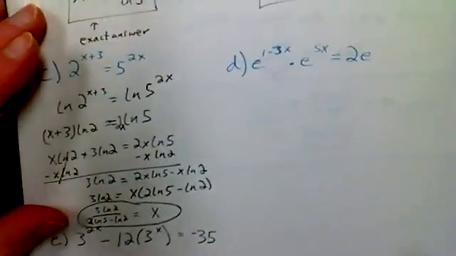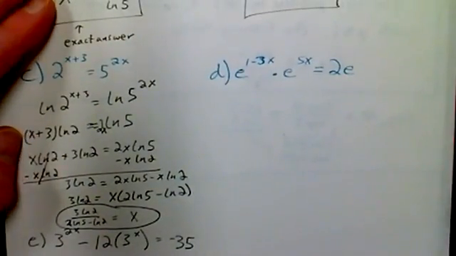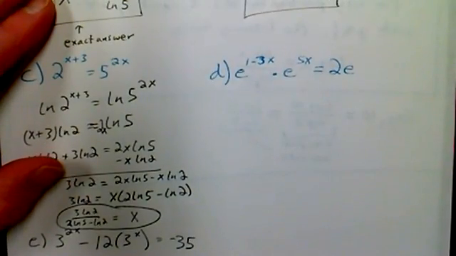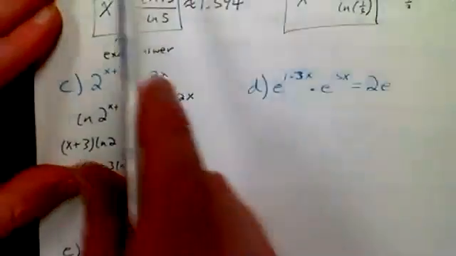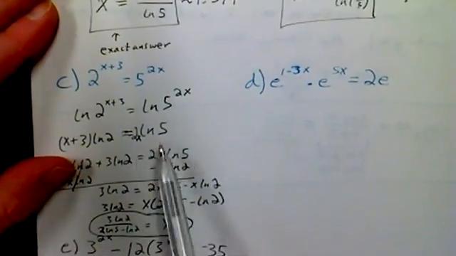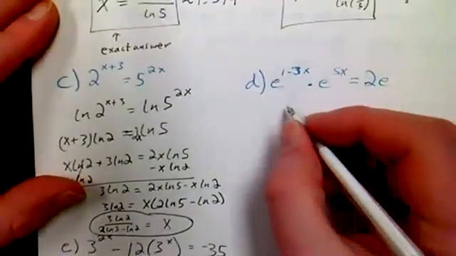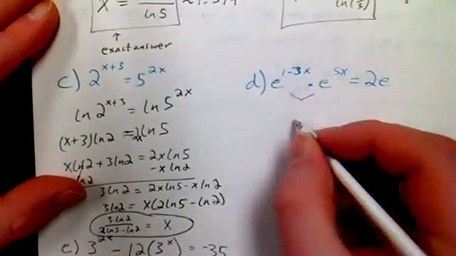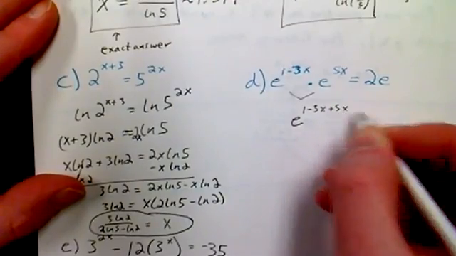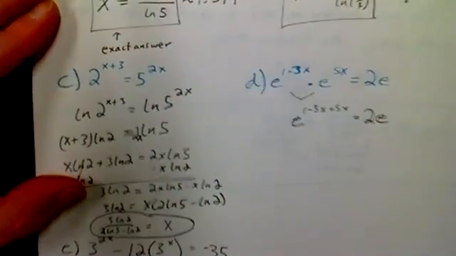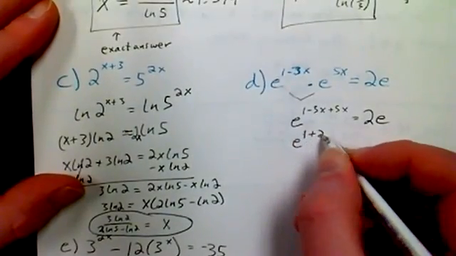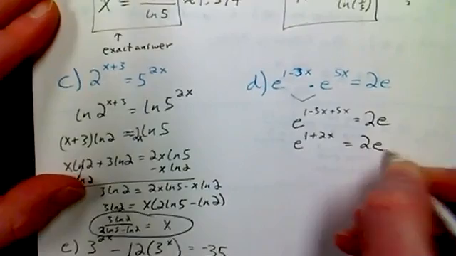Let's move to D. e to the 1 minus 3x times e to the 5x equals 2e. A little bit different. But if you haven't noticed, in all of these, it's always one base with possibly an exponent equal to another one, okay? Let's do that. I could combine these into a single base of e if I add the exponents. I think that might be helpful to us. Then that leaves me with e to the 1 plus 2x equals 2e.